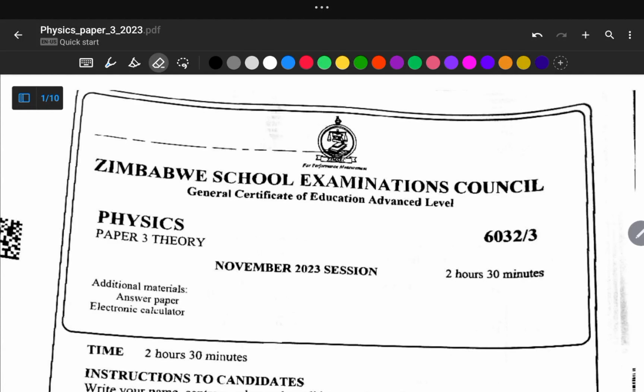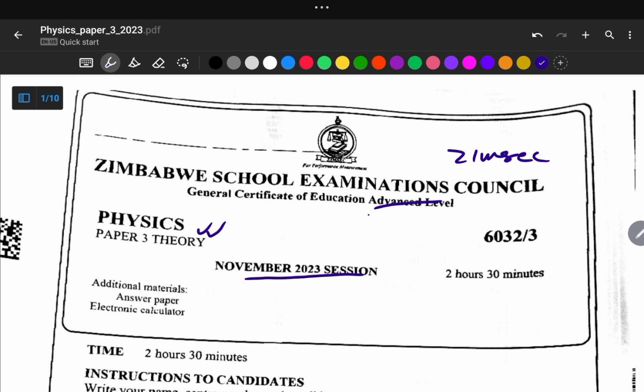So today we are going to continue with our A-level massive revisions. So today we are having this question paper. This is November 2023 session, physics paper 3, advanced level 4, Zimsec. Okay, so this is the question paper.